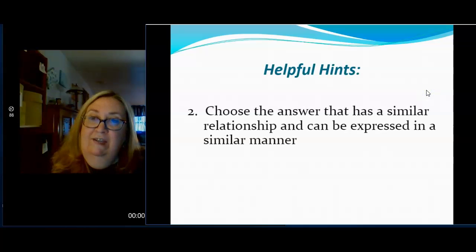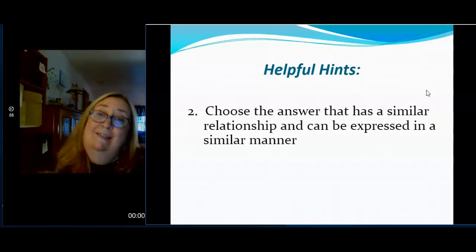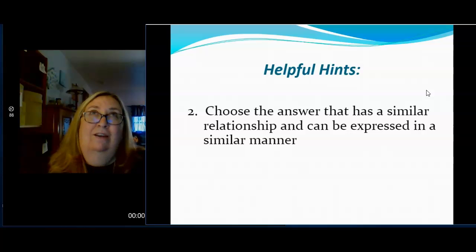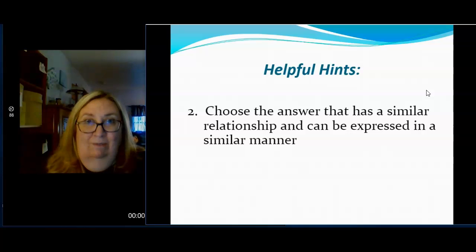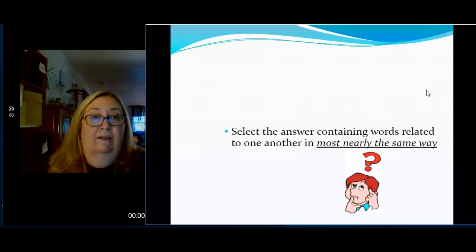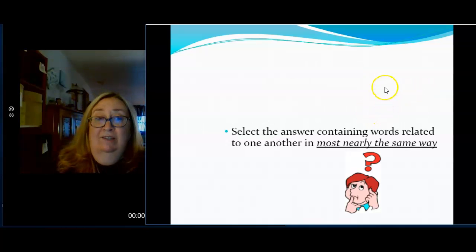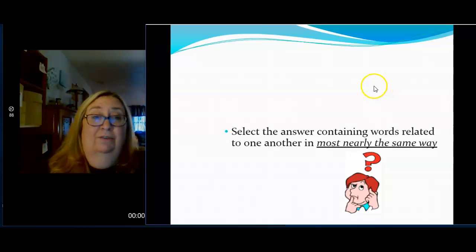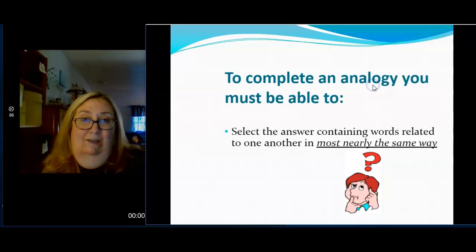You're going to want to choose the answer, especially when it's a multiple choice question like yours will be today, that has a similar relationship. It's not always exactly the same, but it is super similar. And the relationship between the two words on either side of those two colons needs to be able to be expressed in the same way and in the same order. We've talked about that. So you're going to select the answer containing words related to one another in most nearly the same way.